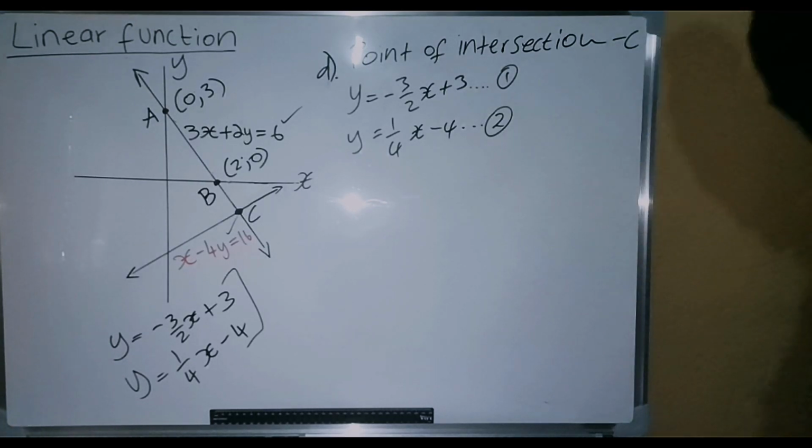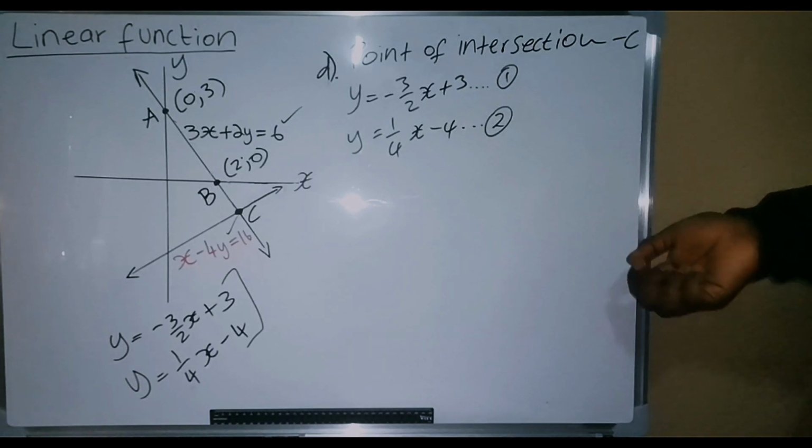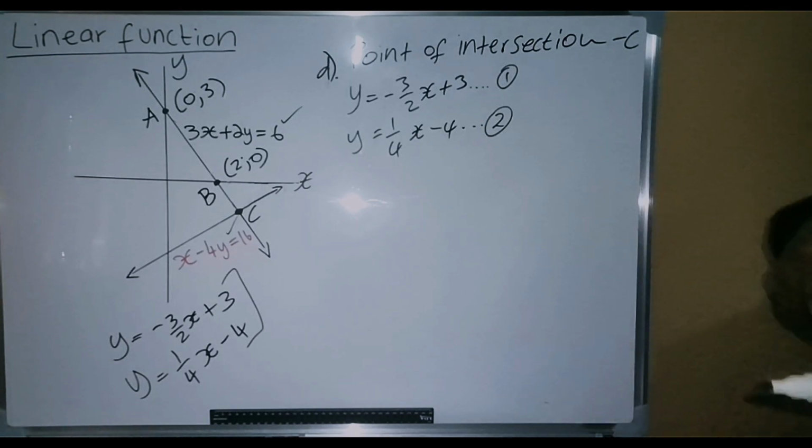Determine the coordinates of a point of intersection. When two graphs intersect, that point is a point of intersection, and to find the coordinates of that point, you ought to use the simultaneous equations method to find the coordinates of that point.